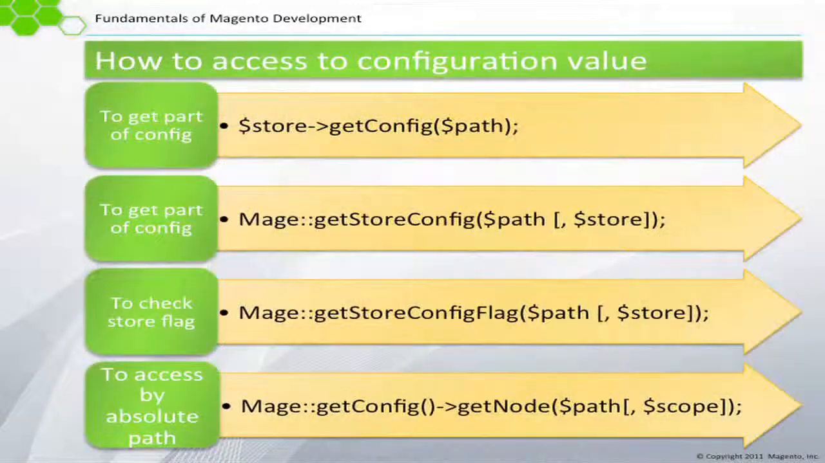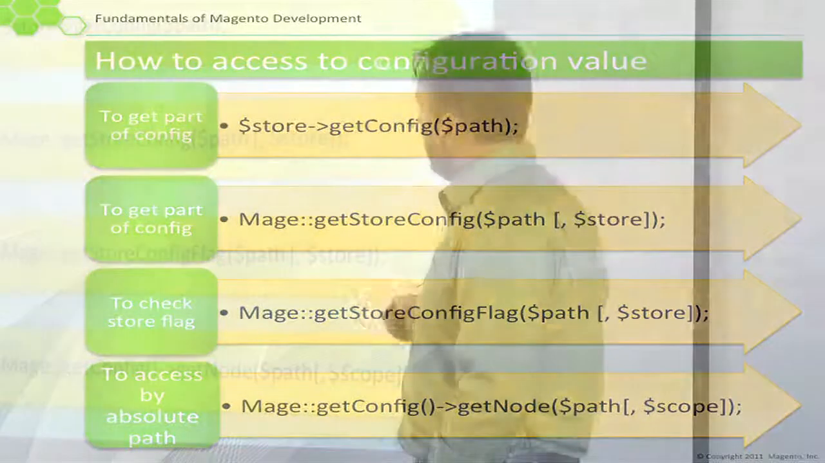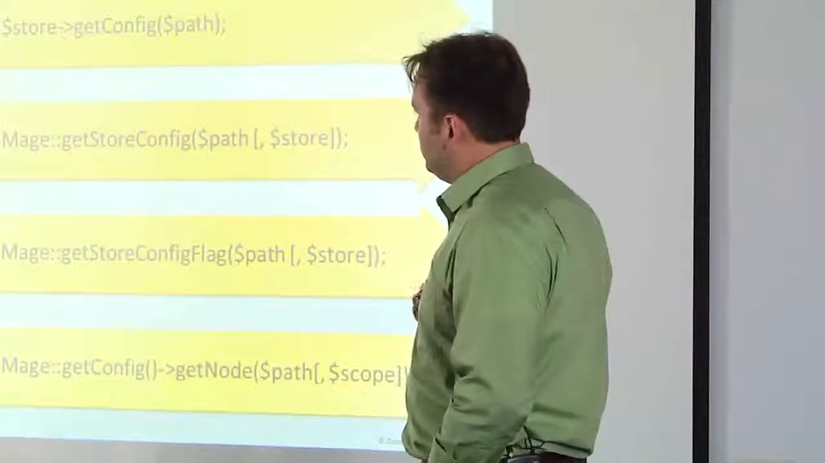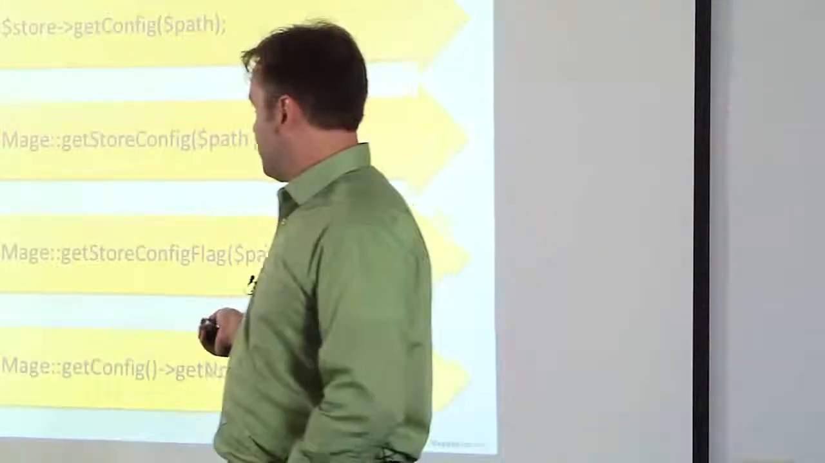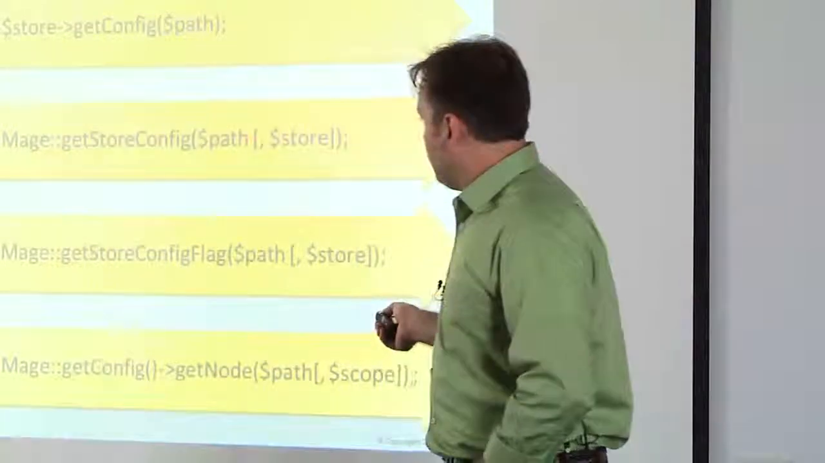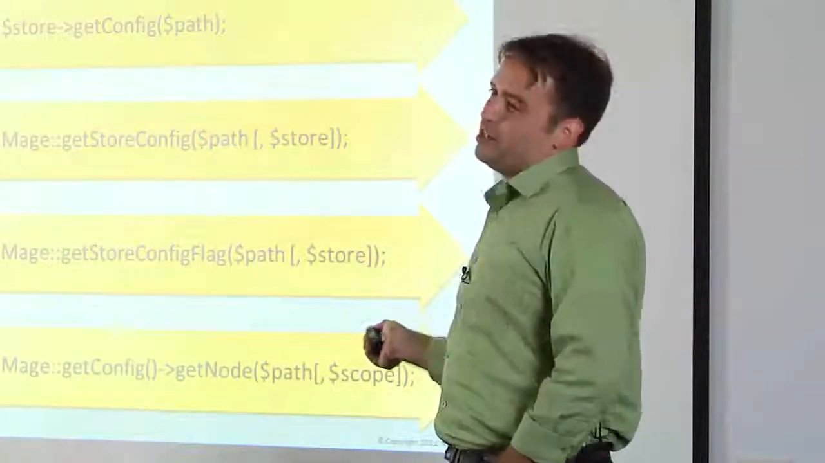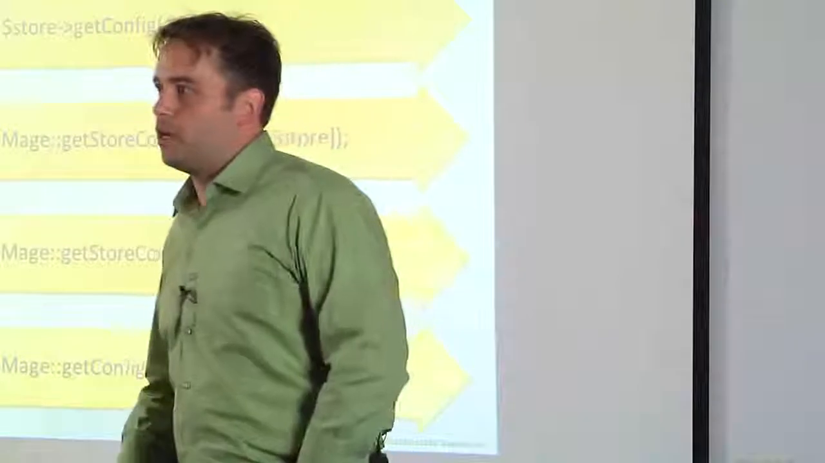Any questions so far? Here's where we start to get practical. If we have a store object, we can simply say getConfig and specify an XPath. And we'll get a configuration value, whether it's been specified at the store level or whether it comes to us from the default scope. If we want to get part of a config, we can specify a path here, and we can do this anywhere in the application using this static method. And we can pass in a path, and if we want, we can specify a store code or ID.